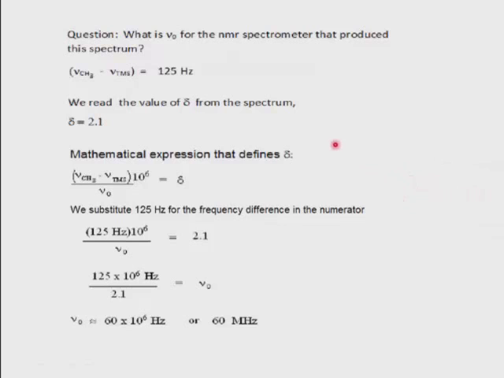The mathematical expression that defines delta is given here. All right, if we substitute 125 hertz for the frequency difference in the numerator, we arrive at this expression, we have one unknown, nu naught, the fundamental frequency of the instrument. We can then solve for it. And if we do carry out the arithmetic, nu naught comes out to very close to 60 times 10 to the 6 hertz, or 60 megahertz.